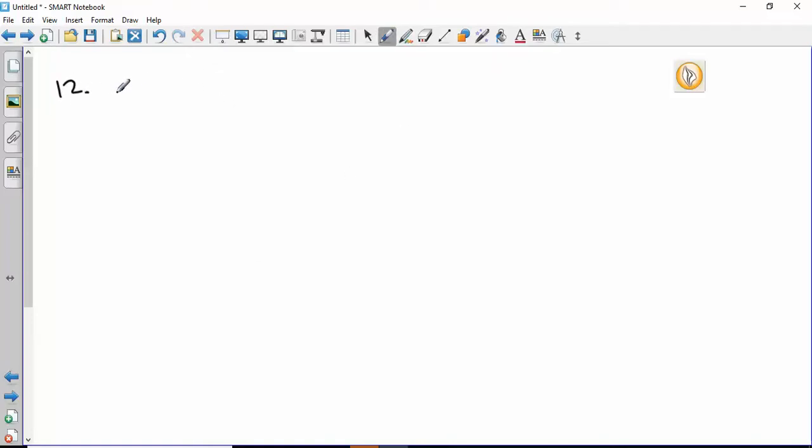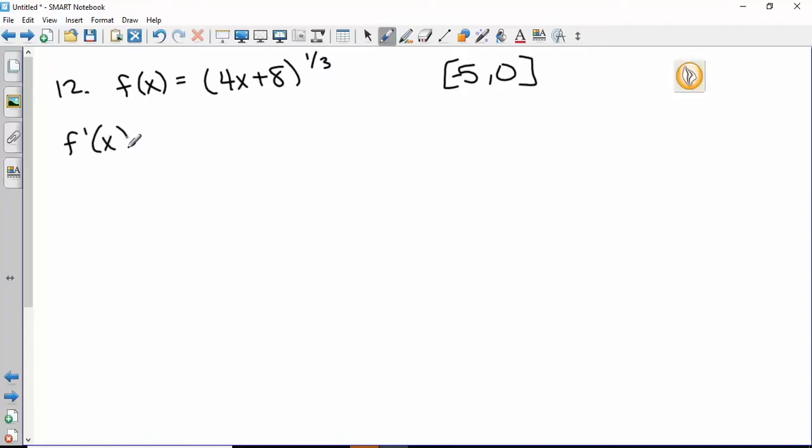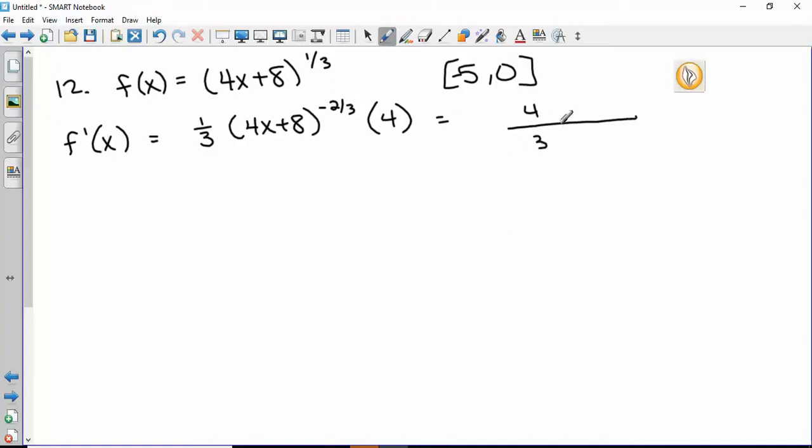Okay, problem number 12. Absolute max and min. So we did one a little bit earlier that was a polynomial. This one is a little bit uglier. If we want maxes or mins, we have to do the derivative. So the 1/3 comes down, inside stays the same, subtract 1 from the power, times the derivative of the inside, 4. Okay, it might help you to rewrite this like a 4/3. A negative would be on the bottom. That's like a cube root of 4x plus 8 squared.